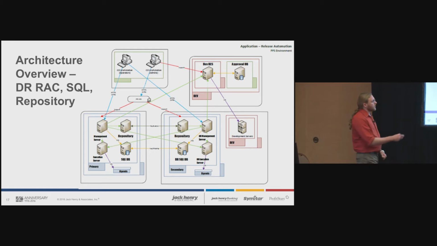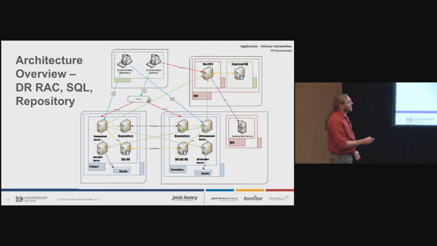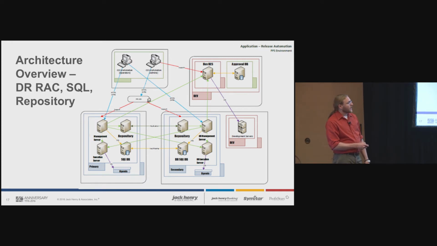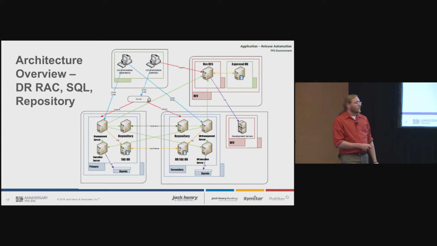So, like I said, essentially we just doubled down on what we had. We mirrored our existing environment. We created a second management server for disaster recovery, a second execution server, a second database server, and a second repository. In addition, we updated the agents, on all of our individual agents.